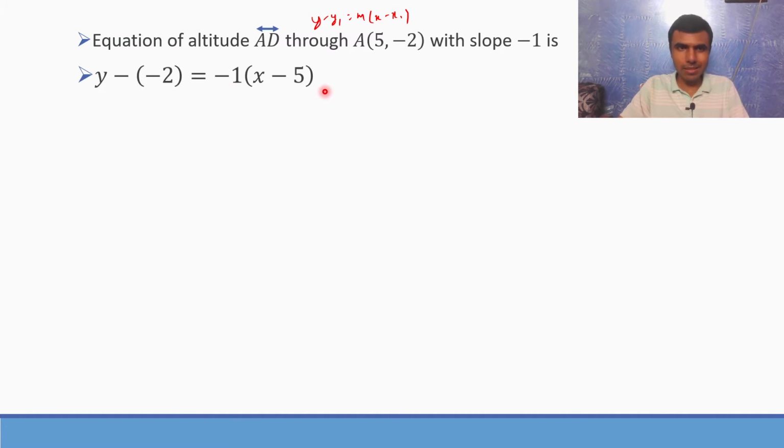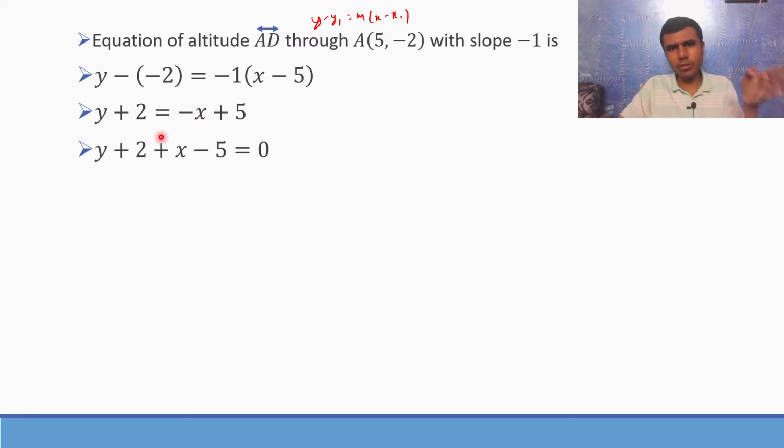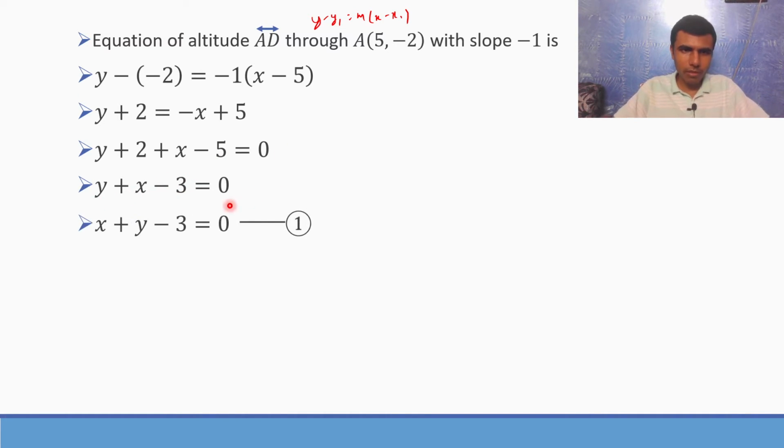Hope this makes things clear. Now from here, basic simplification: y minus of -2, minus of minus is plus, so y plus 2 is nothing but -1 into x is -x, -1 into -5 is +5. Now send these terms to the LHS. So plus x minus 5, so y plus x, 2 minus 5 is -3, so y plus x minus 3. Let me write it in the general form: x plus y minus 3 equal to 0, mark it as equation 1. The first equation has come, so let's move ahead.